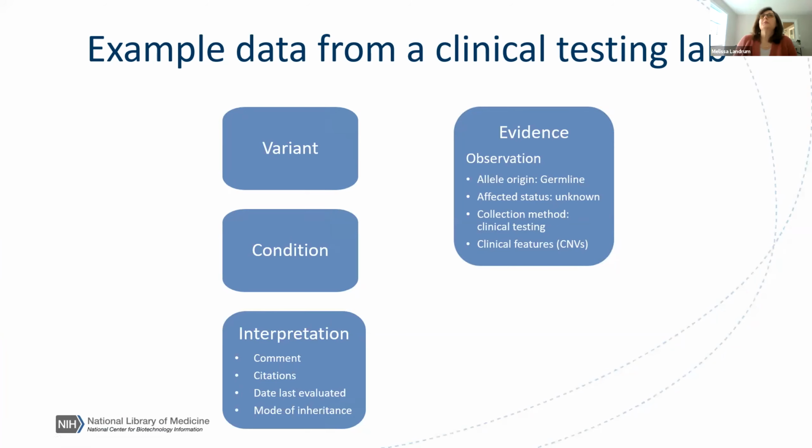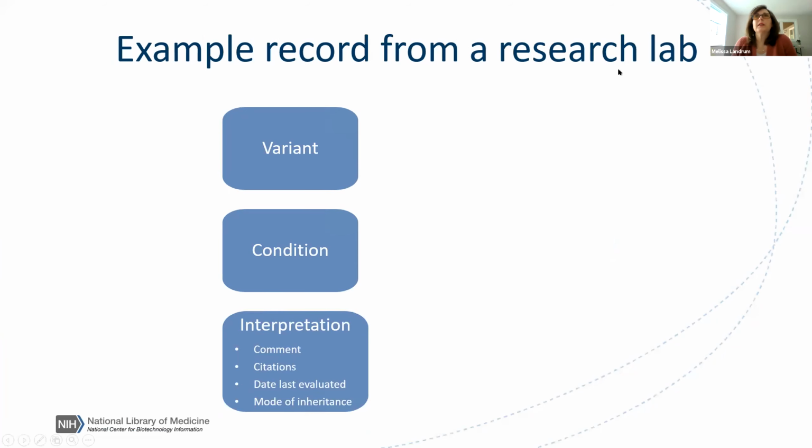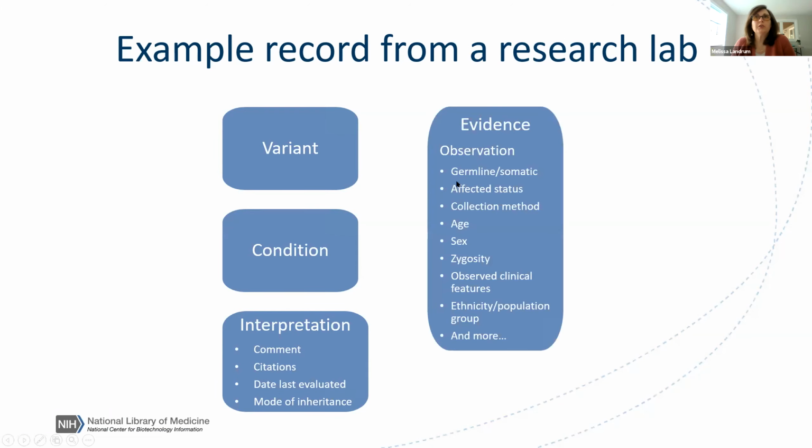All right, so that's a typical submission from a testing lab, but submissions can look a bit different. So let's say a research lab gives us a submission. They may give us similar information for the variant, the condition. They may give us similar pieces of data for the interpretation, but their evidence could look very different.